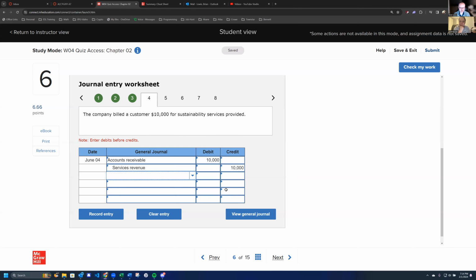So revenue sits on the equity side of the balance sheet because it flows through to retained earnings and it increases retained earnings. So an increase to retained earnings is a credit because it's on the right-hand side of the balance sheet, and credits increase those accounts. So revenue is a credit.